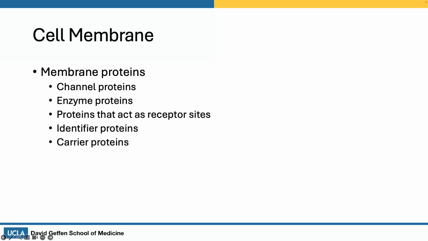We have receptor proteins. They receive chemical signals from outside the cell, like hormones and neurotransmitters, and they trigger a response inside. So, this is how your cells know what's happening in the body and how to respond. Identifier proteins serve like name tags. They help the immune system recognize which cells belong to your body and which don't. This is very important in organ transplants, fighting off infections, and keeping you healthy.